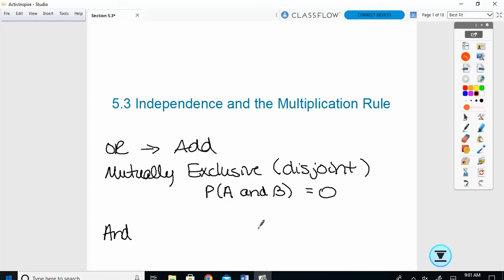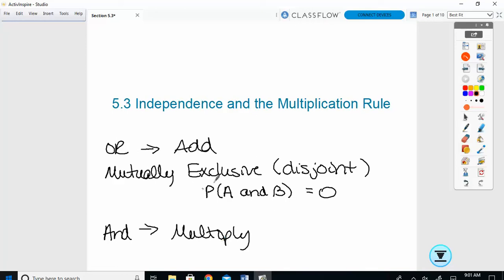So moving forward, when we see an or, that's a clue that we need to add. When we see an and, we will end up multiplying things. We do have a couple terms that we need to go through, just like we had an or rule for when things were mutually exclusive and not. When we're talking about and, we have to worry about independent versus dependent.